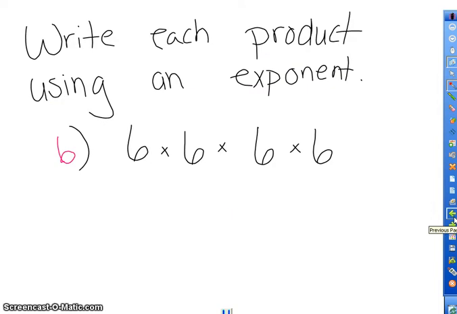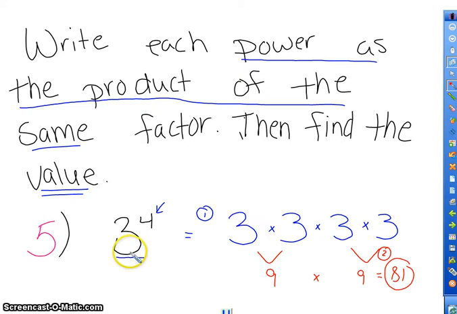The next type of problem we have is to write each product using an exponent. So if you look at this, this looks similar to writing it out as a product of the same factor. So now we're just going backwards. And you'll remember, if you look back here, when we write it out as a product of the same factor, the base is what's being multiplied over and over. And I multiplied 3, 1, 2, 3, 4 times, and that's my exponent.